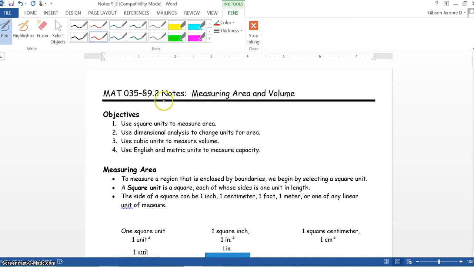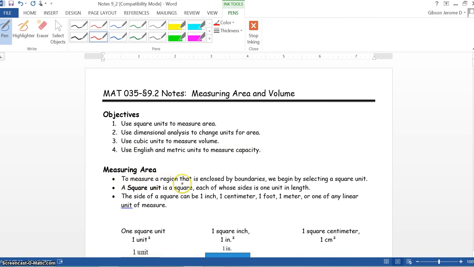Hello class, we're about to start section 9.2, measuring area and volume. Our objectives: to use square units to measure area, to use dimensional analysis to change units for area, to use cubic units to measure volume, and to use English and metric units to measure capacity.